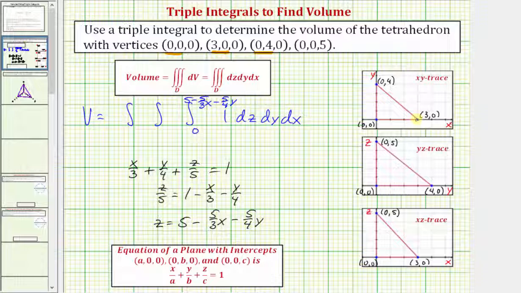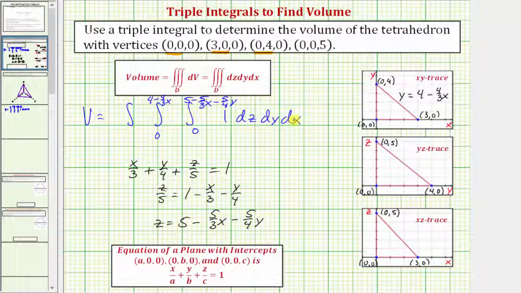So the equation of the line containing this side of the triangular region would be y equals 4, the vertical intercept, minus 4/3 x. So with respect to y, we integrate from y equals 0 to y equals 4 minus 4/3 x. Notice how we express y in terms of x. And again, these are the limits of integration for y because this area in the xy plane is bounded below by y equals 0, and bounded above by y equals 4 minus 4/3 x.